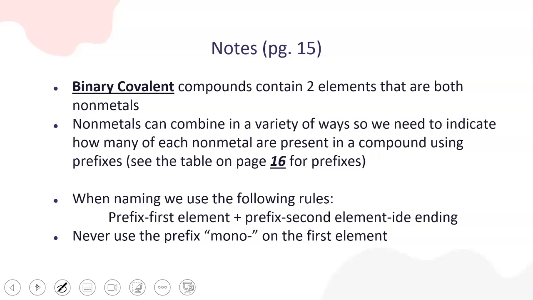When naming, we use the following rules. Put a prefix on the first element to indicate how many. Then the element name unchanged beyond adding the prefix, followed by the prefix for the second element indicating how many, and change the ending to IDE. The only exception to this rule is the use of mono on the first element. We will never use mono on the first element. So if it's the first element and there's only one, there is no prefix.